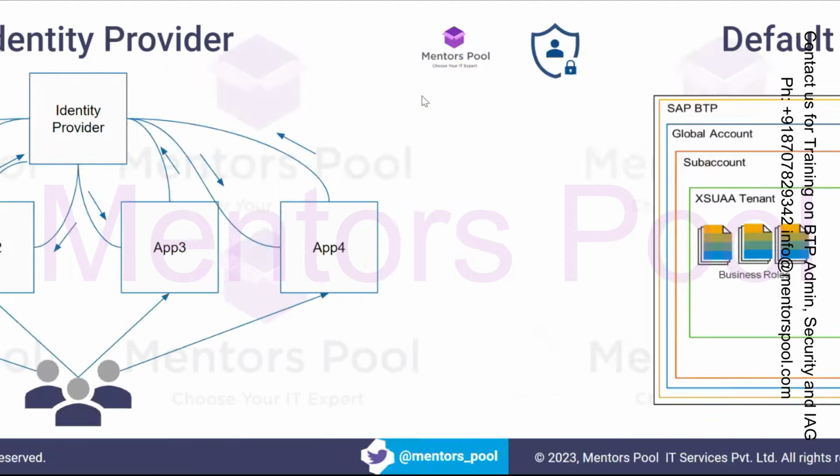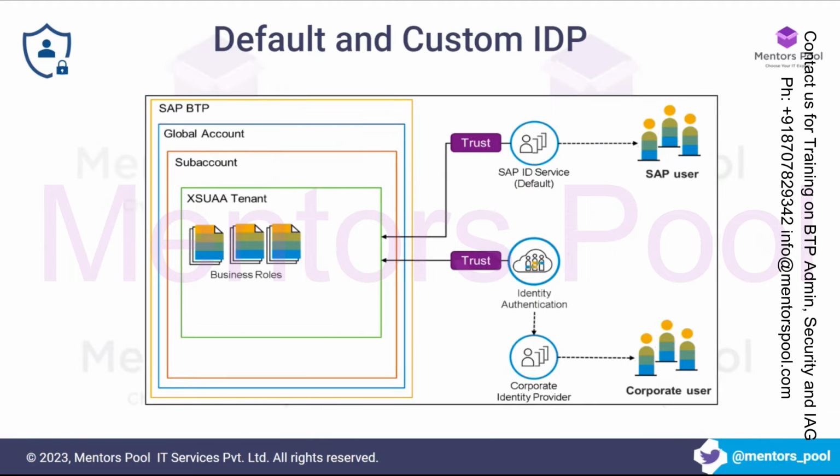So let's limit our discussion to SAP now. Previously, we were discussing the general concept of identity provider. In the case of SAP, or we can even come to the level of SAP Cloud or BTP, SAP provides two types of identity providers. One is the default identity provider. Second is the custom identity provider. Let's try understanding what these two terms are.